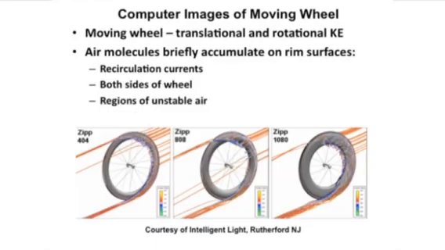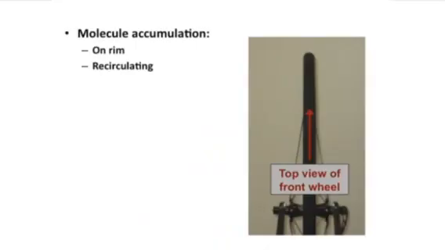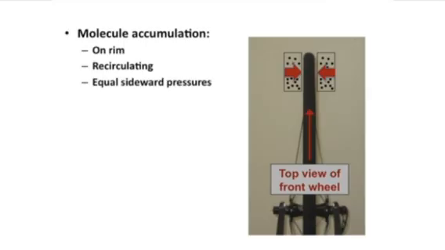And this creates regions of unstable air. And those unstable air regions are shed as vortices. Let me explain that with another diagram. Here we're looking at the top view of a front wheel, which is turning in the direction shown, and the bicycle is moving, let's say, up the screen. Let's see what it looks like. We have molecule accumulation on the rim in the form of recirculating patterns. It's on the rim, and at this point in time, let's say that the pressure is equal. I have equal amounts of recirculating patterns. This is before anything sheds.